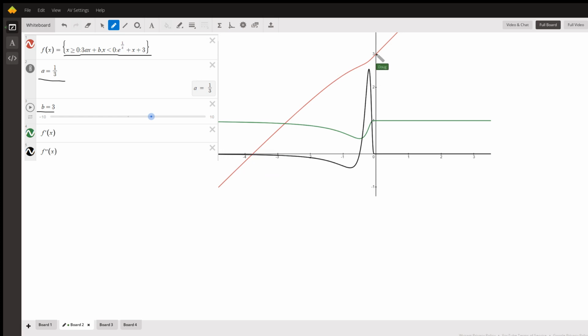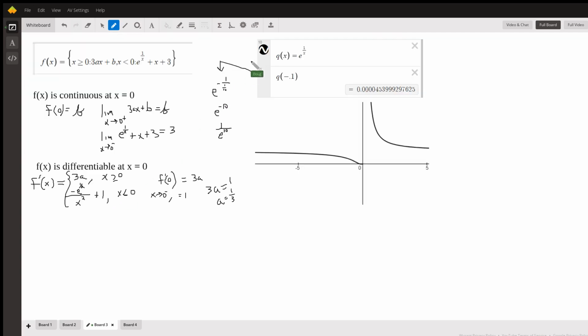And here's where the problem is. If b is something other than 3, then the graph on the right doesn't connect here. And if a is something other than 1/3, we have something like a sharp corner. So we need the first derivative on the left to equal the first derivative on the right. So how do we do that?